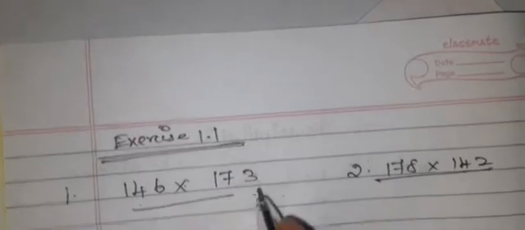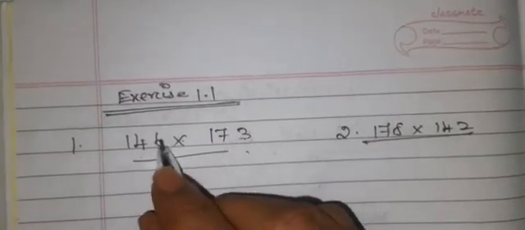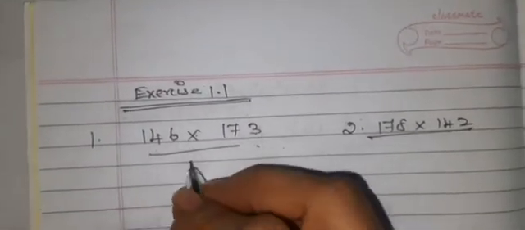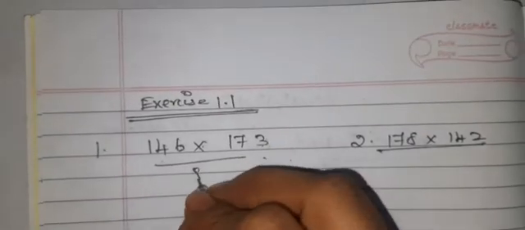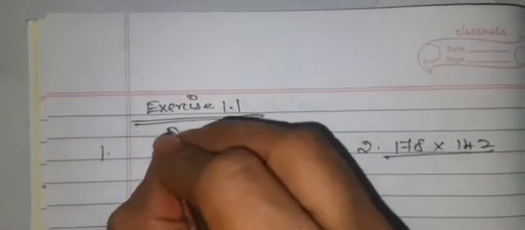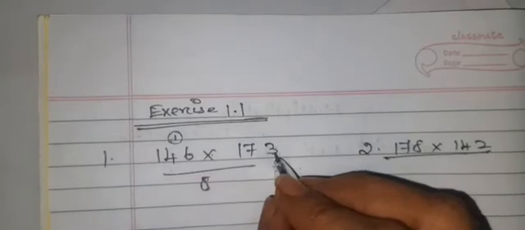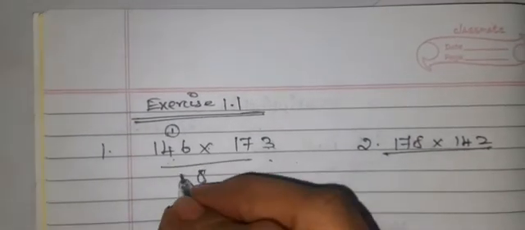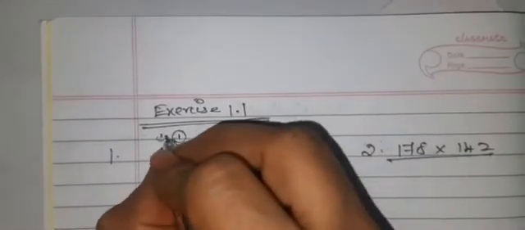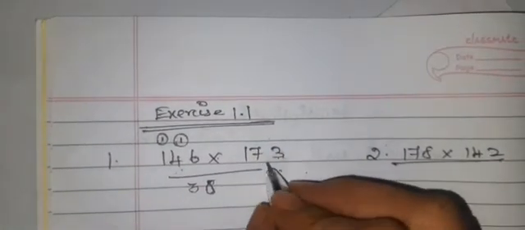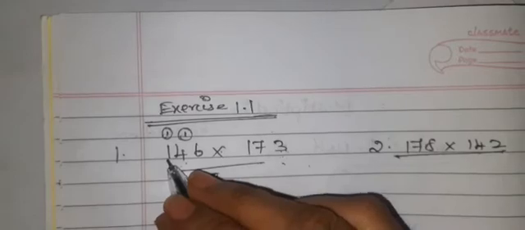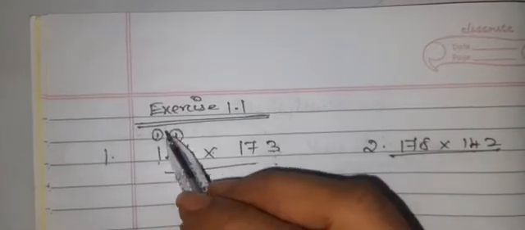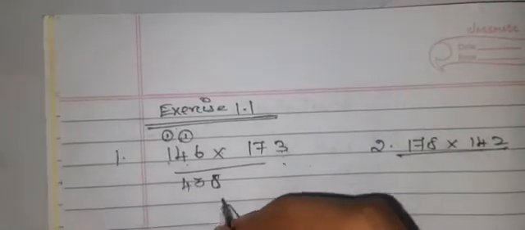Now let us solve the problem. 3 multiplied with 6. 3 6s are 18. Take the carry over to the tens place. Next, 3 4s are 12. 12 plus 1 is 13. Again take the carry to the hundreds place. Now multiply 3 with the hundreds place value. 3 1s are 3, plus 1 is 4.